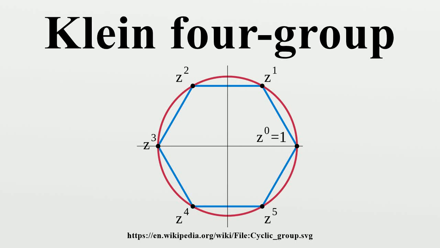In mathematics, the Klein 4 group, often symbolized by the letter V or as K4, is the group Z2 times Z2, the direct product of two copies of the cyclic group of order 2. It was named Vierergruppe by Felix Klein in 1884. The Klein group's Cayley table is given by.